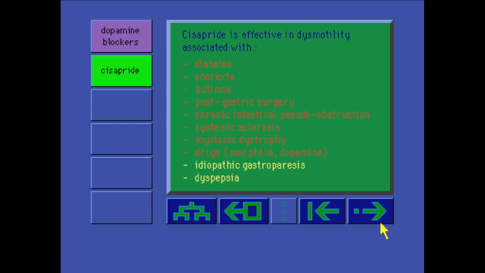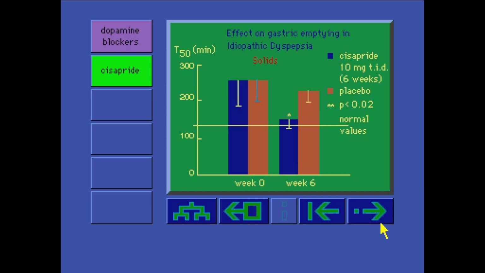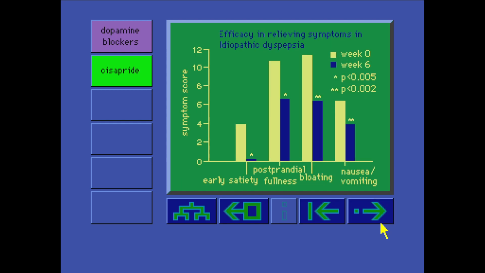It's not possible to review all the studies, therefore 5 of them with typical results were picked out. The gastric emptying half-times of both solid and liquid meals were normalized after 6 weeks of cisapride therapy, which was not the case in the placebo group. Dyspeptic symptoms improved significantly with cisapride.